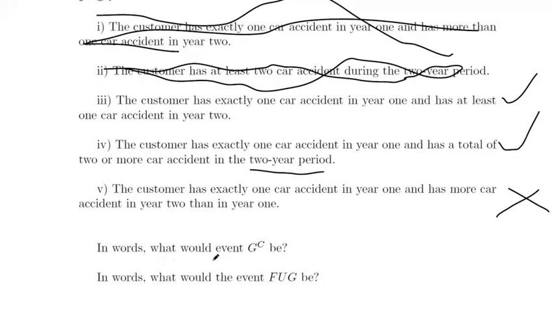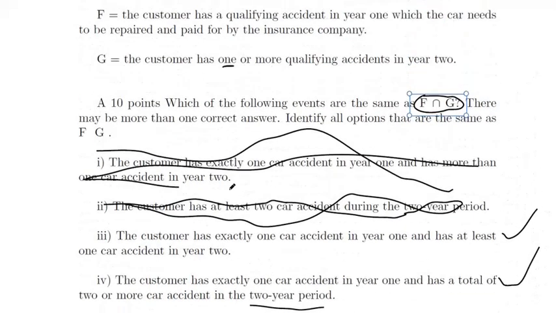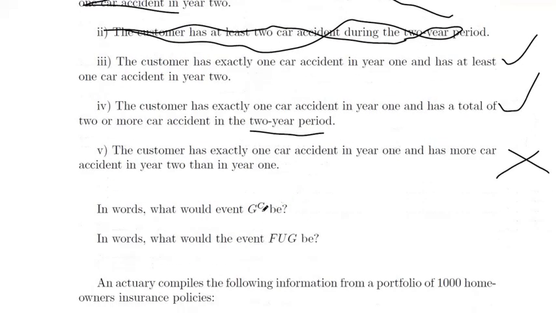And what in words would event G complement be? That's the opposite of G, right? So if G is that you have 1 or more accidents in year 2, G complement would be having no accidents in year 2. Then what would F or G be? I'll let you do that one.